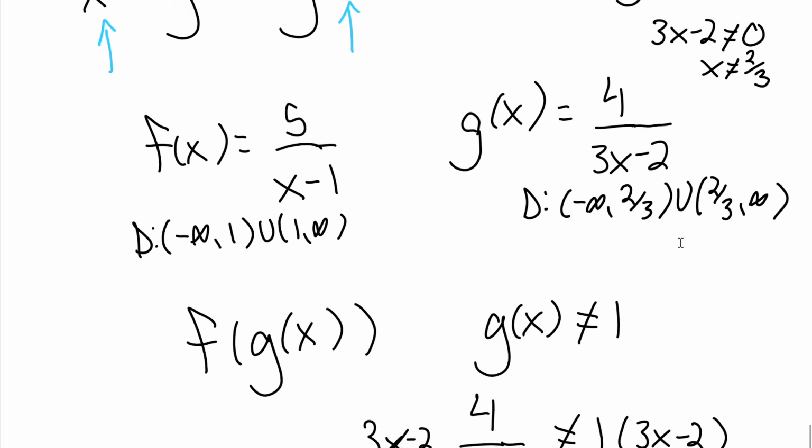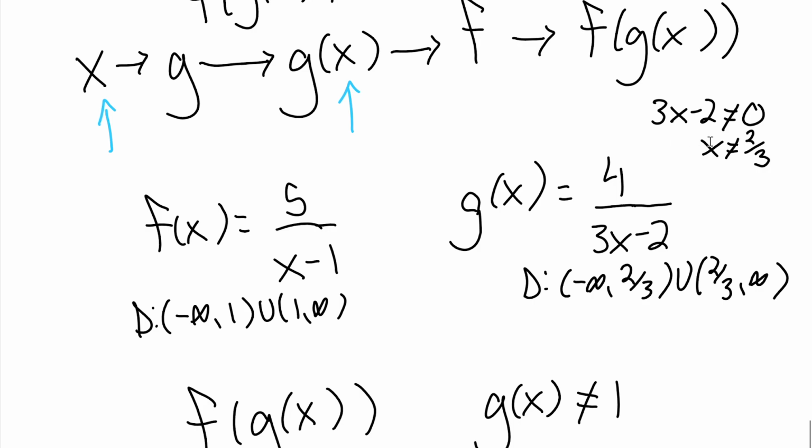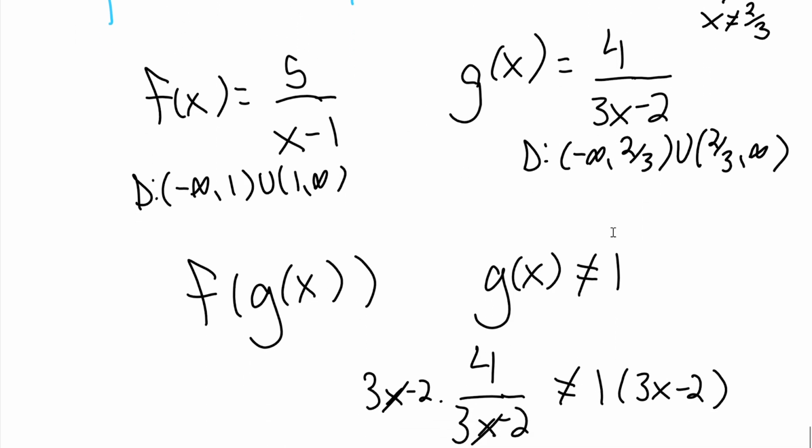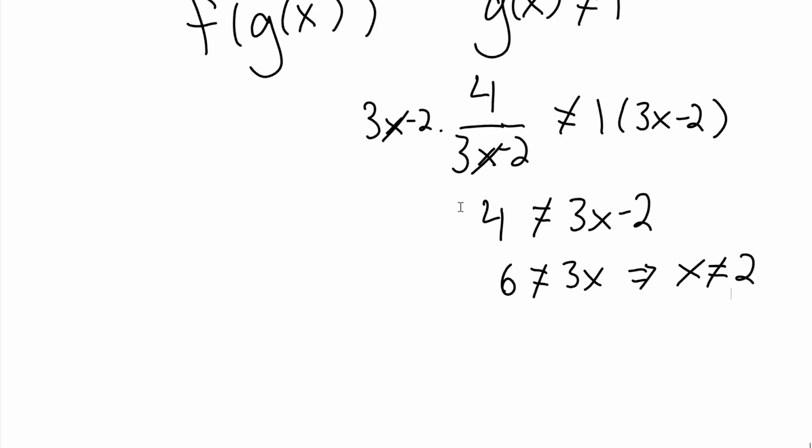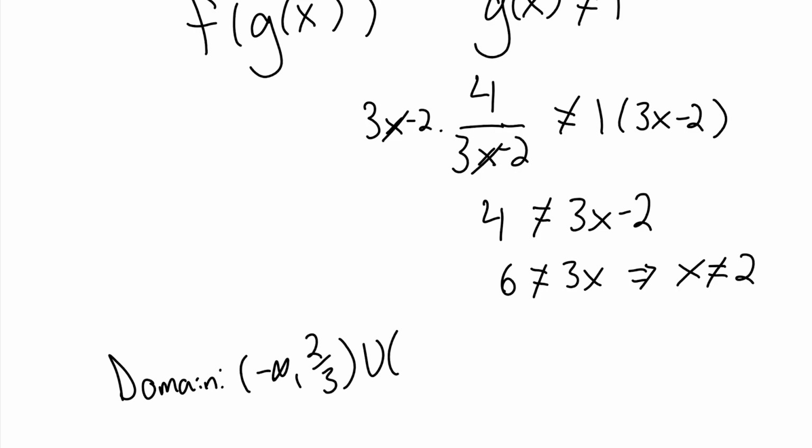So we have 2 steps that we want to combine then. x can't be 2/3 because that can't go into g. And then x can't be 2 because that'll cause problems when the g of x's are going into f. So combining those, we get our domain as negative infinity to 2/3, union 2/3 to 2, union 2 to infinity. So in other words, all real numbers except for 2/3 and 2. Okay.